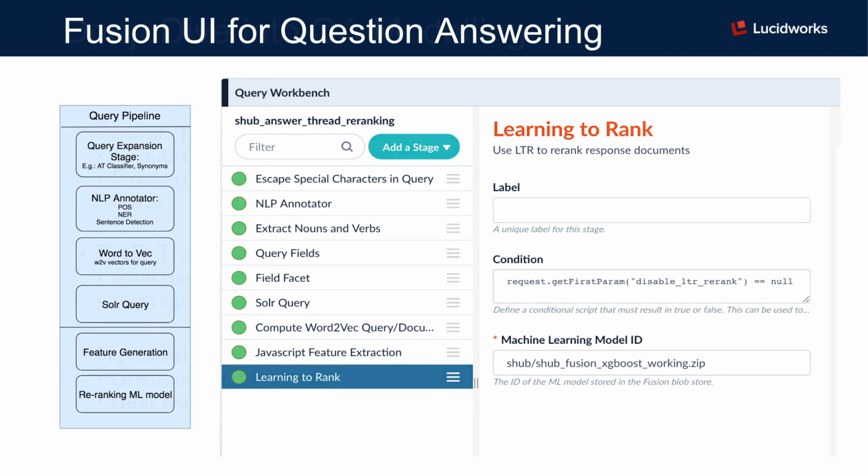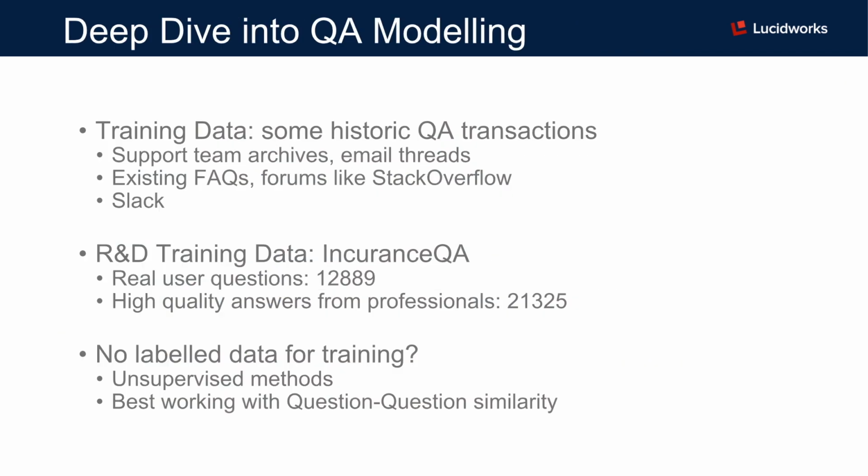Now let's dive deep into exact question answering modeling. As it usually happens, all solutions start from the available training data. In our case, it might be support archives, email threads, existing FAQs, forums, or even Slack conversations. For R&D purposes, we use the insurance QA dataset, which consists of real user questions and high-quality answers from professionals with deep domain knowledge. About 13,000 questions and 21,000 answers were used for training.